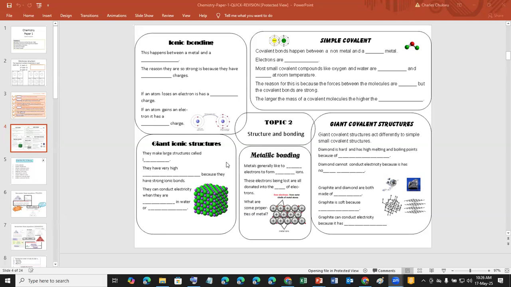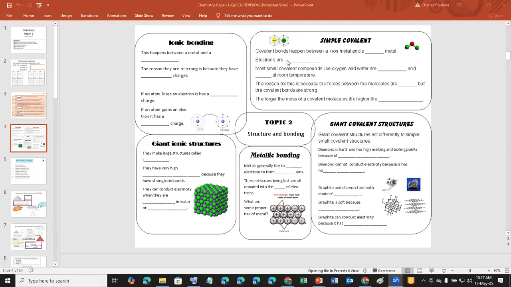Okay, so I think we can move on to covalent bonds. Covalent bonds happen usually between two non-metals. An example is H2O. That's covalent. That's water, right? H2O.